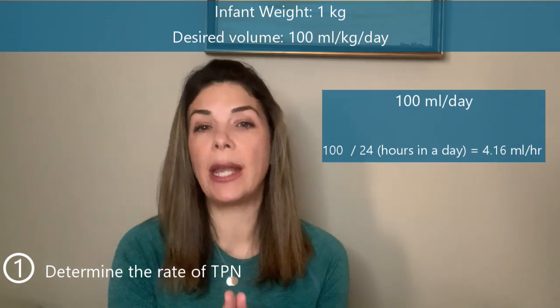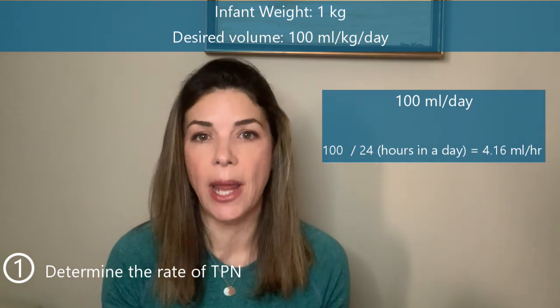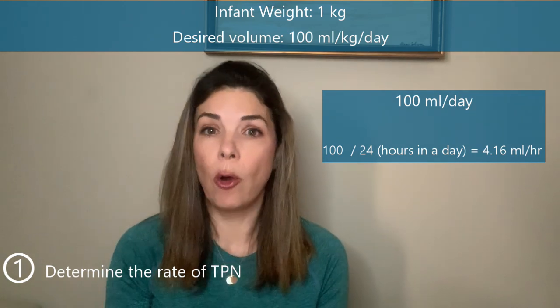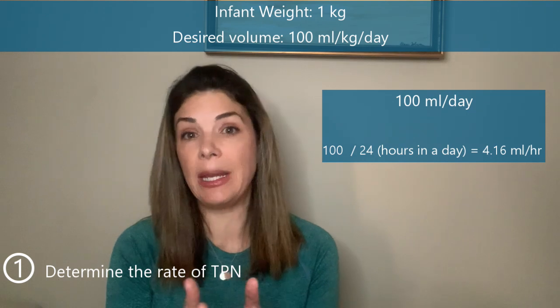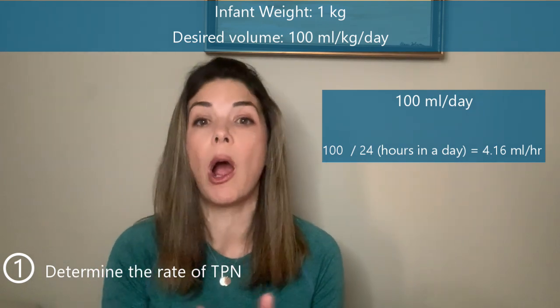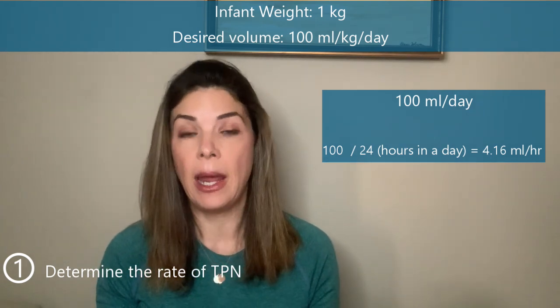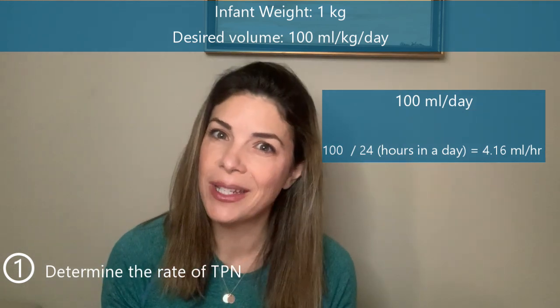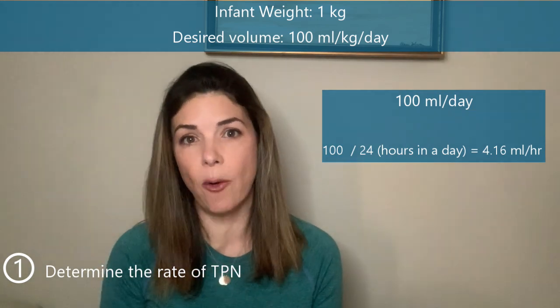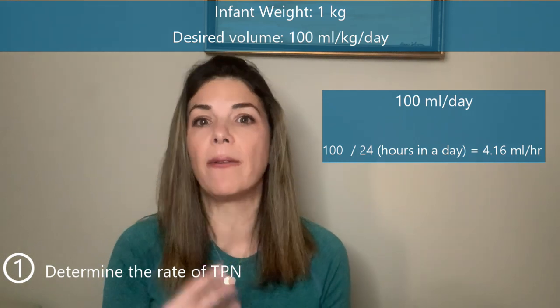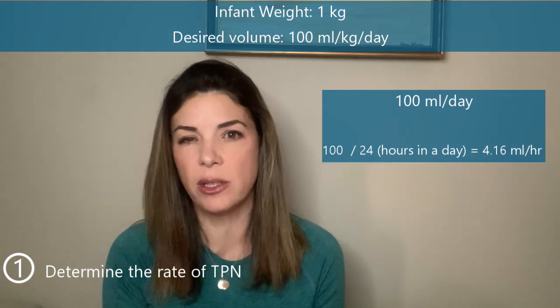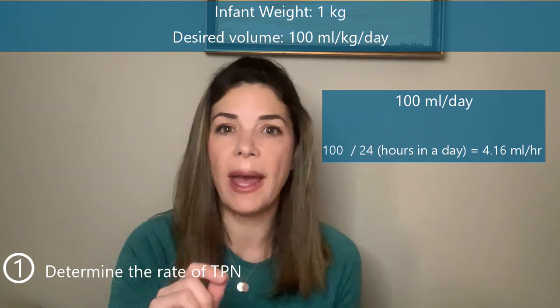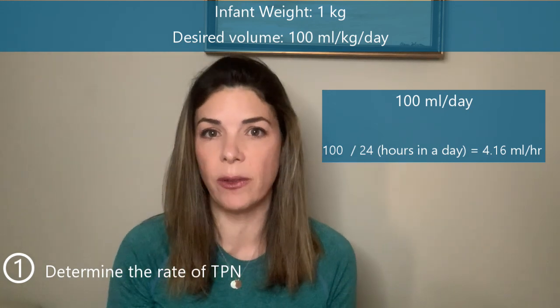I'm going to give an example, however easy it is, just so that it sticks. So say you decide that you have a 1 kilo baby and you want to keep that baby on about 100 mLs per kilo per day. So because it's a 1 kilo baby, that baby needs to receive 100 times 1 or 100 mLs per day. So because there are 24 hours in a day, you do 100 divided by 24. So that baby should be receiving just under 4.2 mLs per hour. So that's normally the rate that you'd have to write in for the TPN.